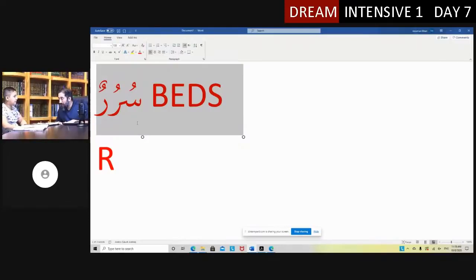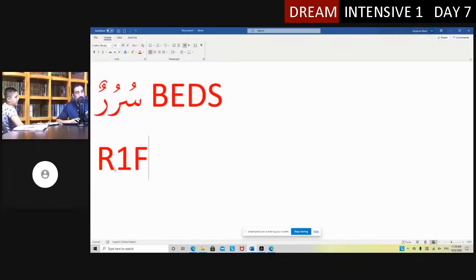It's feminine. How many feminine? One feminine. And why? Because it's a broken plural. Is it common or proper? Common. Why? Because it has al? No, it doesn't have al.